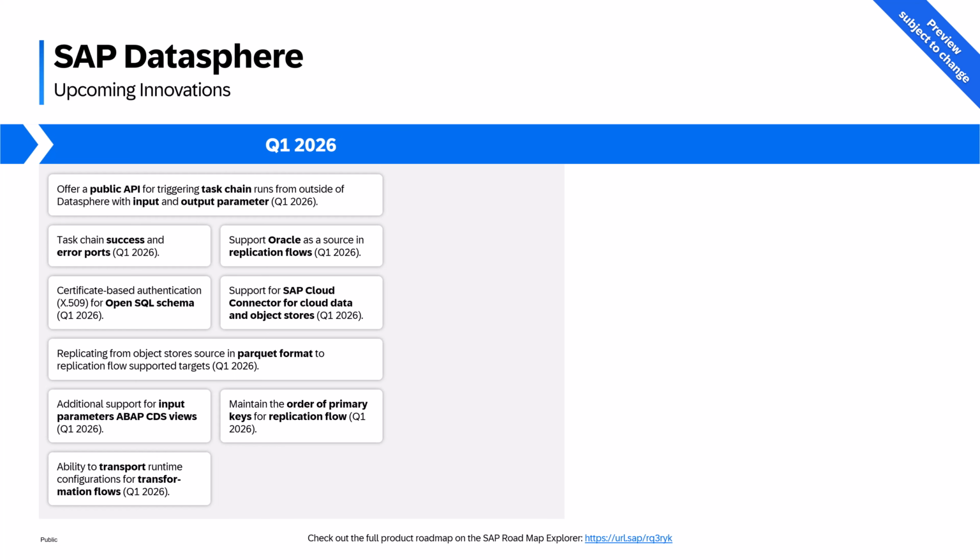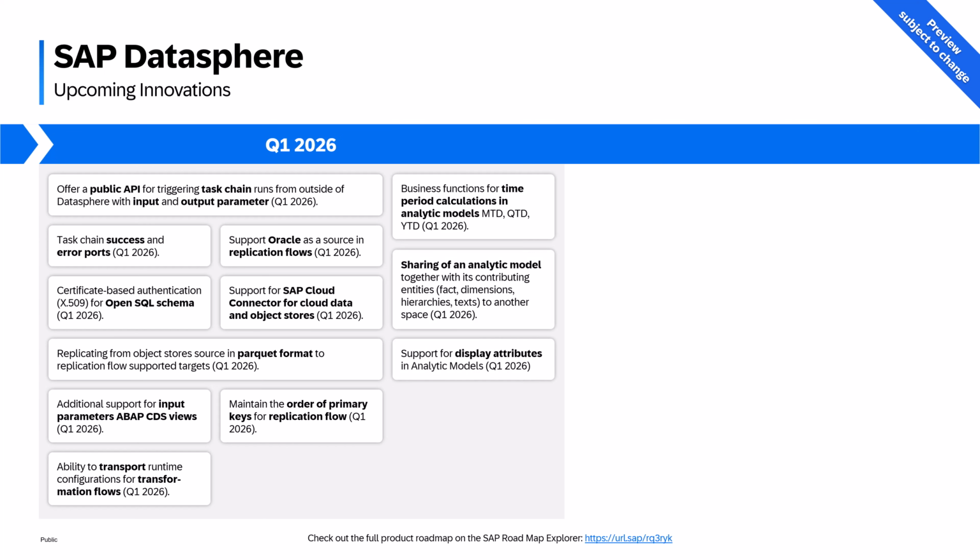On the input parameters side, we want to introduce that feature now also for ABAP CDS views, as well as, on the replication flow side, the possibility of maintaining the order of primary keys. This is sometimes important, that there's a correct order which can be influenced, which is not the case at the moment. And on the transformation flow side, we also want to be able to transport the runtime configurations for transformation flows.